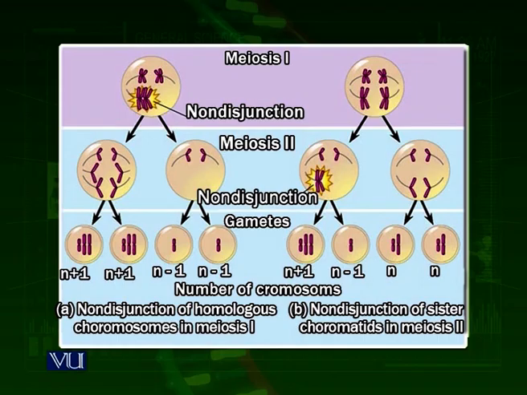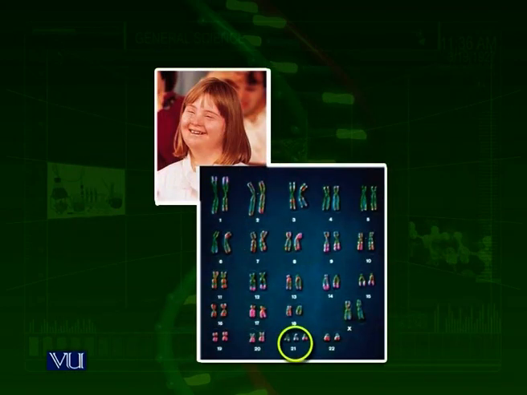So this is non-disjunction. And what will be the result? If these unequally distributed chromosomes in the gametes combine with a normal egg or sperm and are fertilized to make a zygote, the individual which is formed will not be normal. This results in different types of diseases at birth. You can see here an individual in the picture with Down syndrome, which is a mental disorder. The child has intellectual disabilities and many other problems.